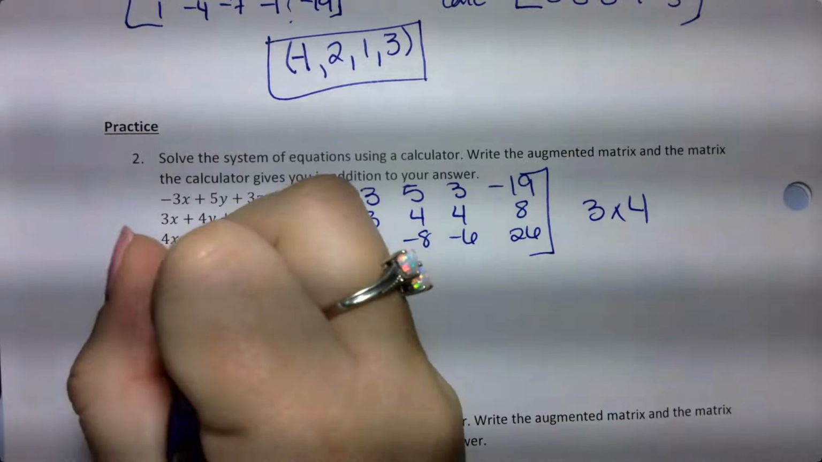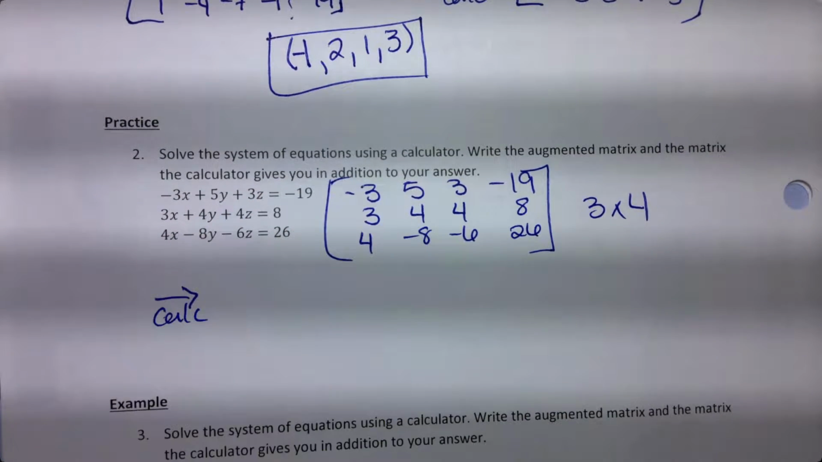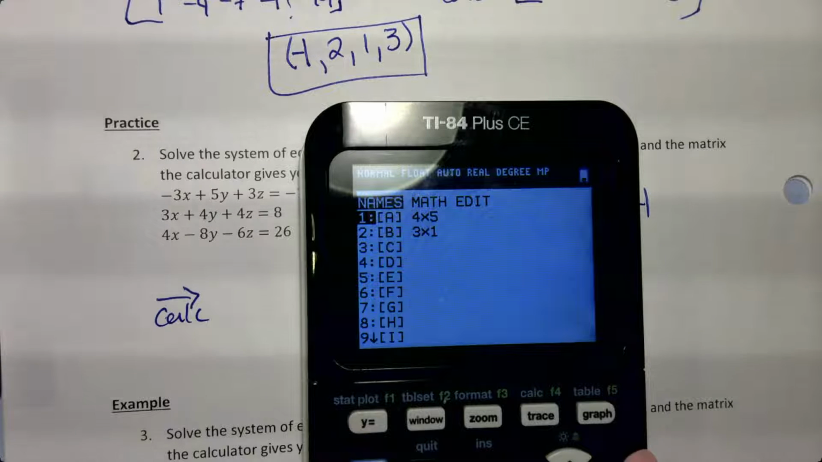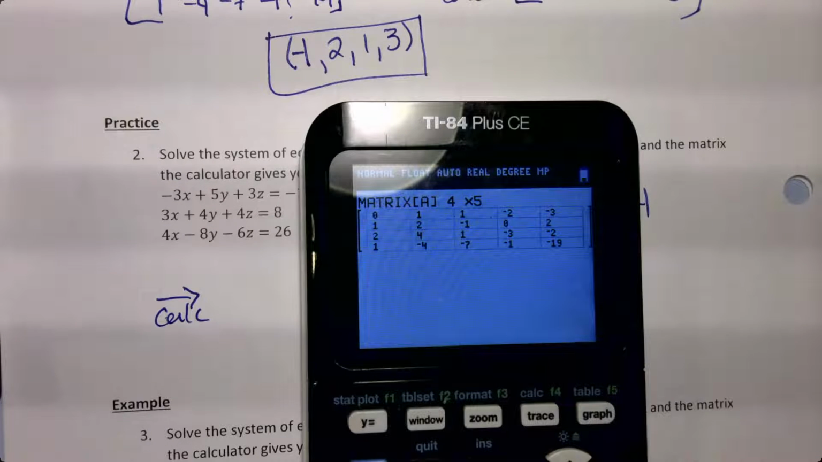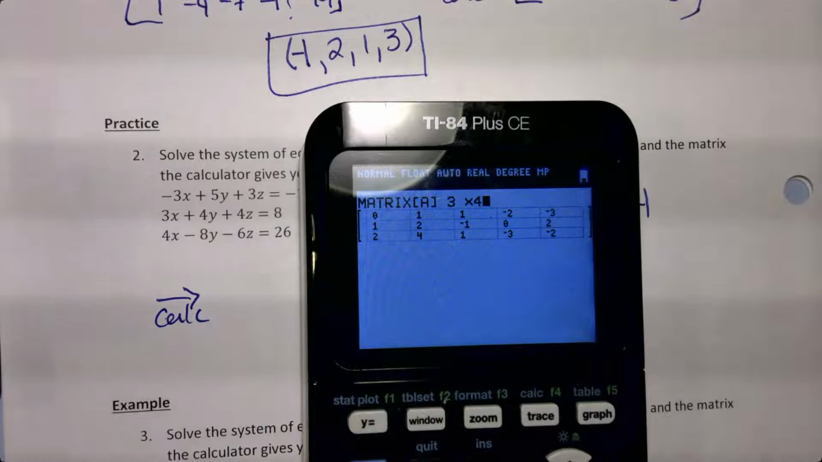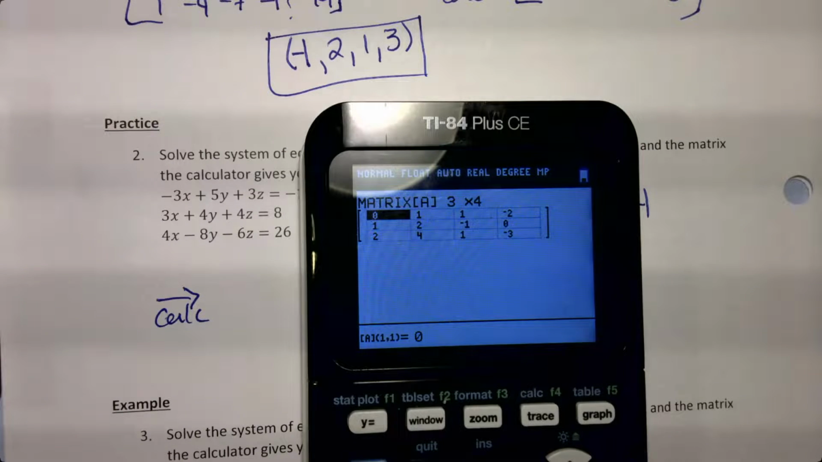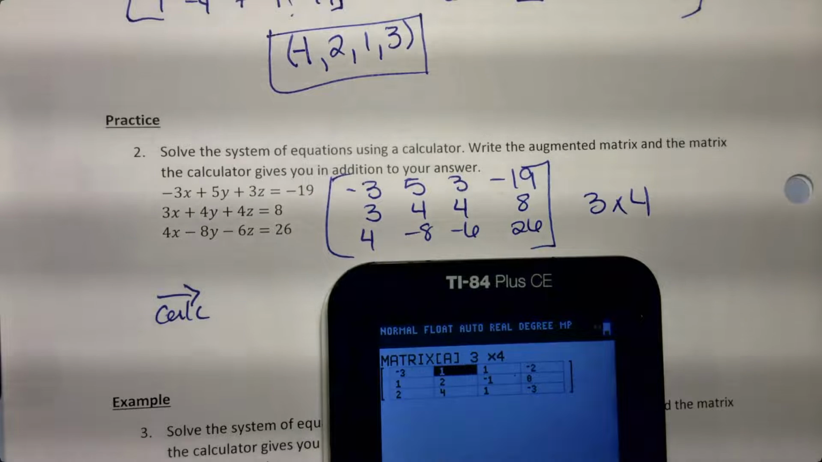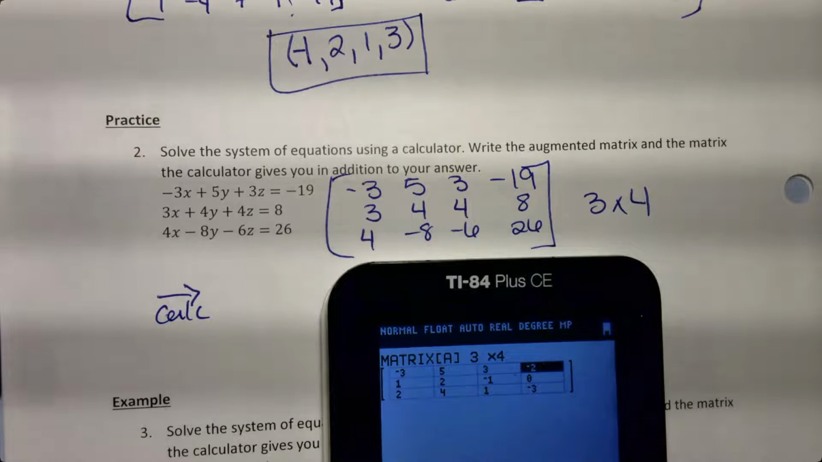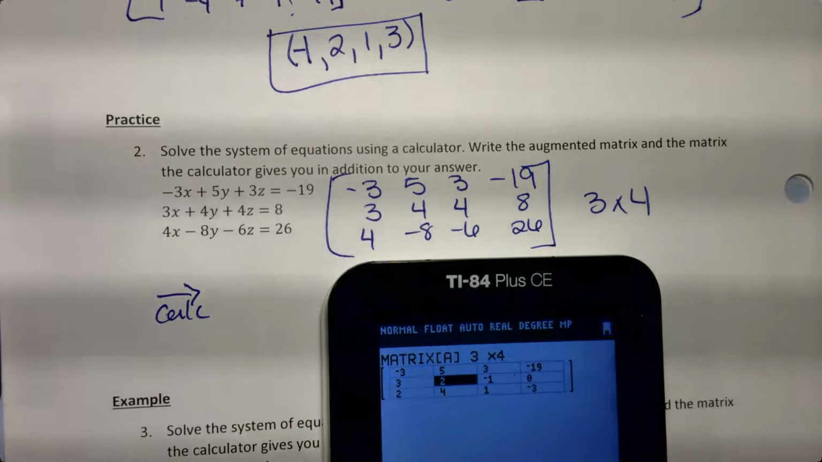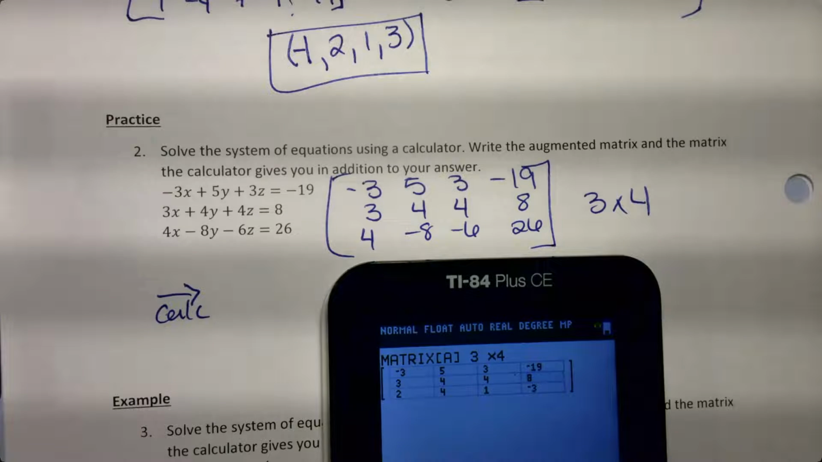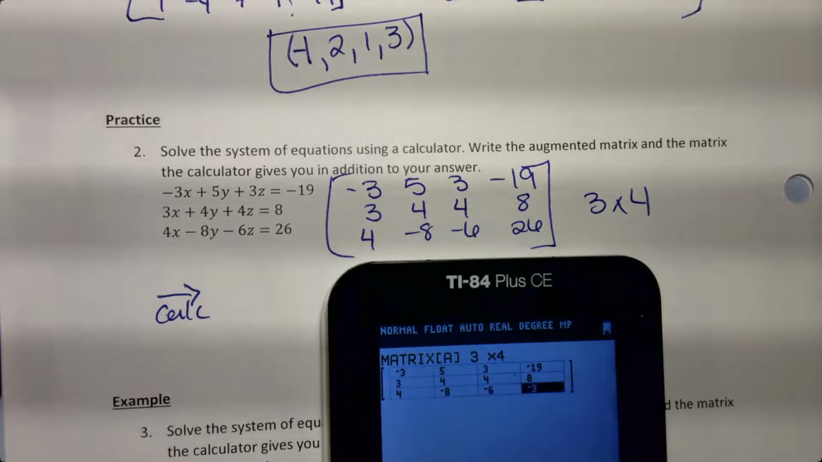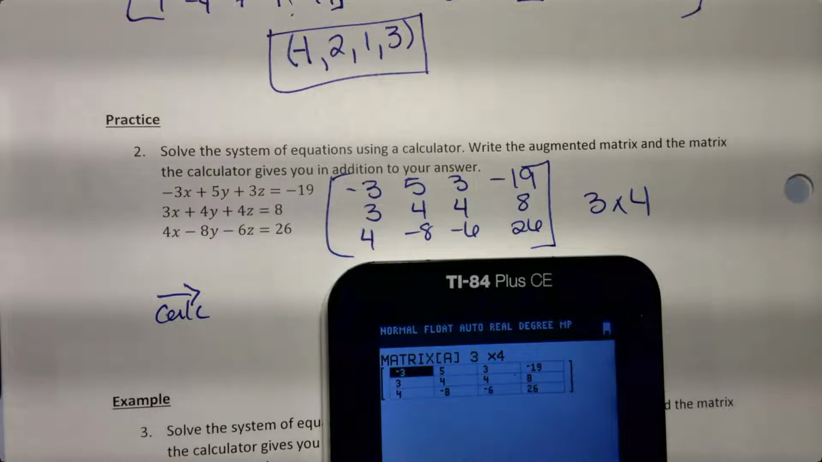I'm going to type this into my calculator. So I'm going to go second, x inverse, arrow over to edit. I'm going to change the size from 4 by 5 to 3 by 4. And then I want to type in those numbers, so I shouldn't cover them up. I have negative 3, 5, 3, negative 19, 3, 4, 4, 8. Then I have 4, negative 8, negative 6, 26.